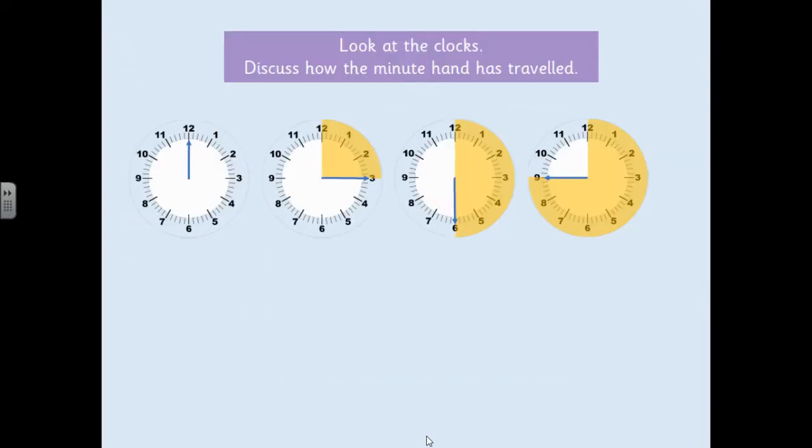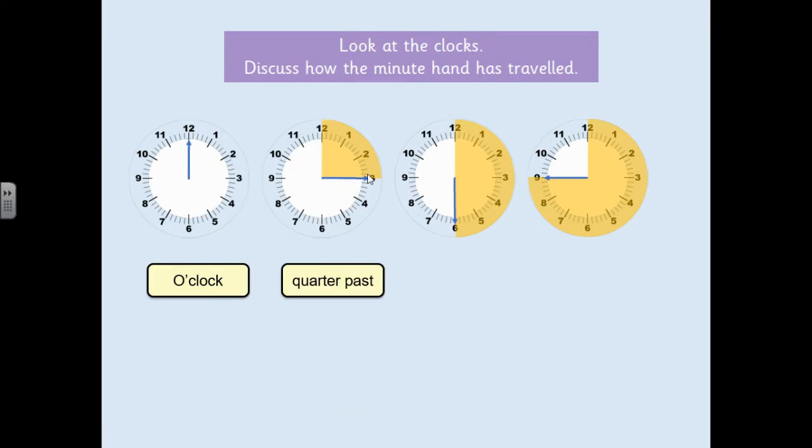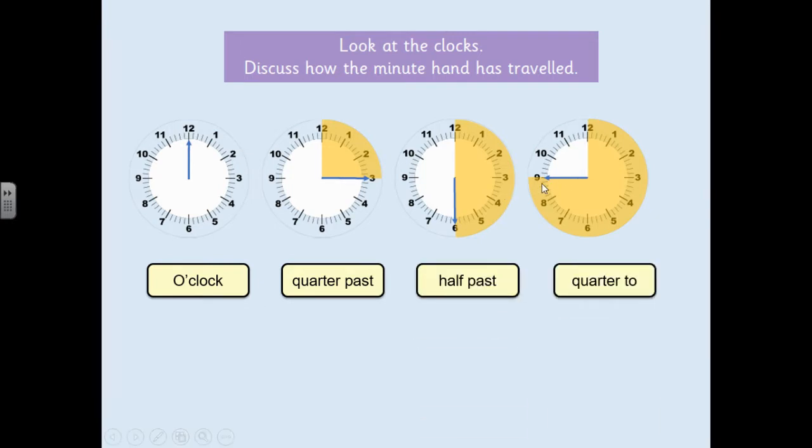Let's look at the minute hands on these clocks. Can you pause the video and discuss it with your brother, sister, or the adults who are helping you at home, what these each minute hand stands for? Let's have a look. The minute hand is on 12, that means it's o'clock. The minute hand's on 3, that means it's quarter past. This one is on 6, so it's half past. The minute hand's on 9, so it's quarter to.